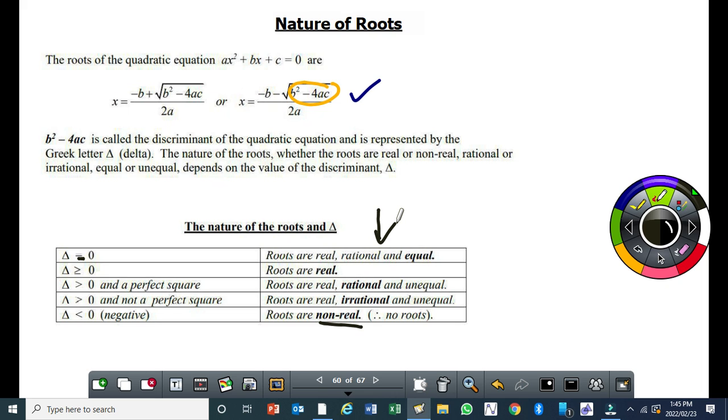Please be aware that the square root of b squared minus 4ac is not the discriminant. The discriminant is b squared minus 4ac, which we call delta. We just denote the expression b squared minus 4ac by delta.